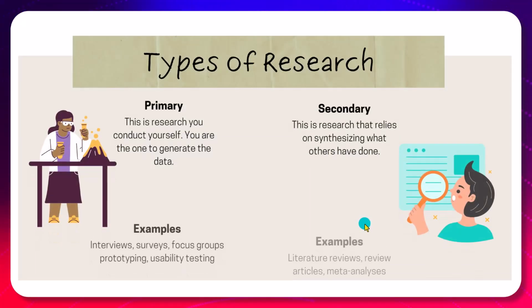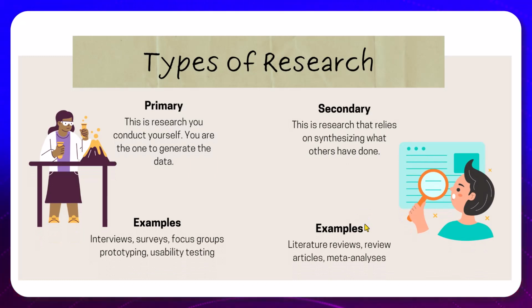Okay. So, the types of research, I'm sure this is something you've heard before. Primary is when you, I hate to say, conduct the research yourself. That's usually how we think of it. I mean, we do actually conduct secondary research, but the idea is that you're doing something to generate the data, primarily meaning you're the first one to do it.